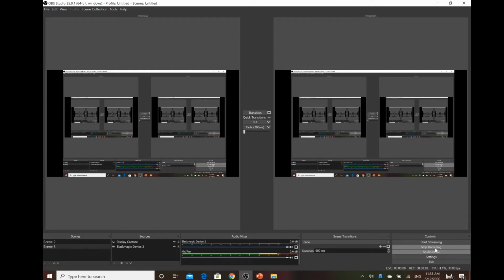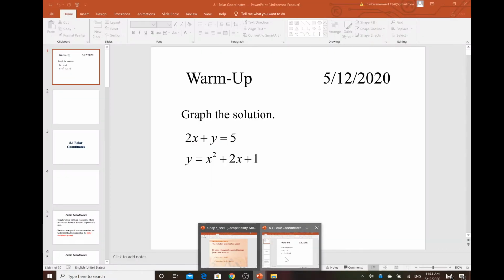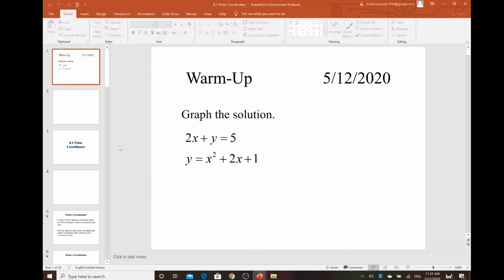Morning pre-calculus class. So today I want to talk about polar coordinates, section 8.1 from James Stewart. Okay, so we'll look at the warm-up first. It looks like this one is linear versus non-linear equations, so you can say that's a combination. It's a linear and a non-linear system.